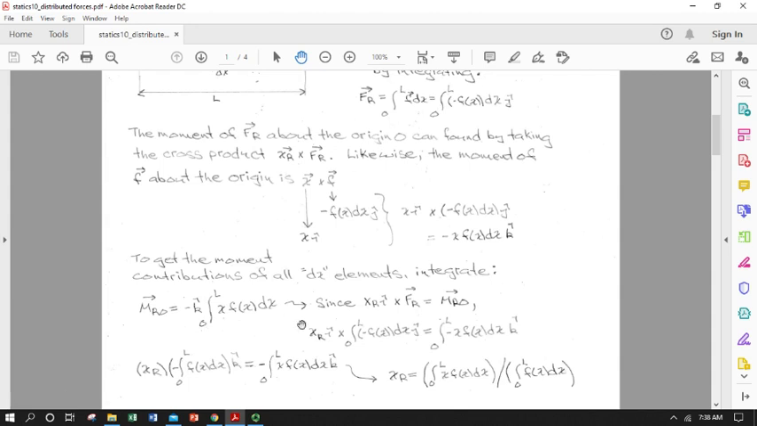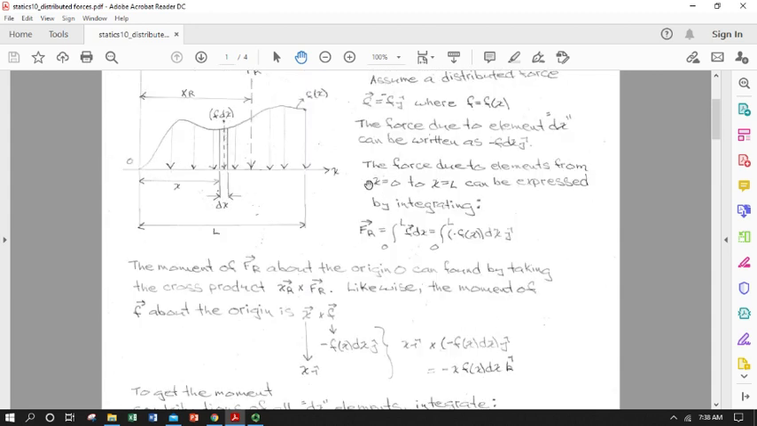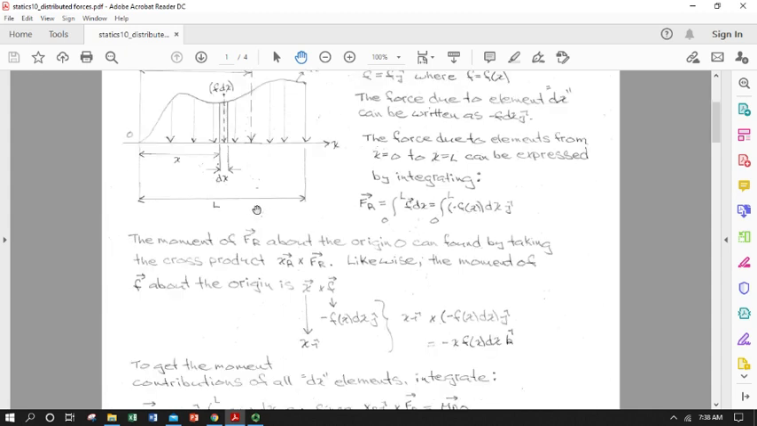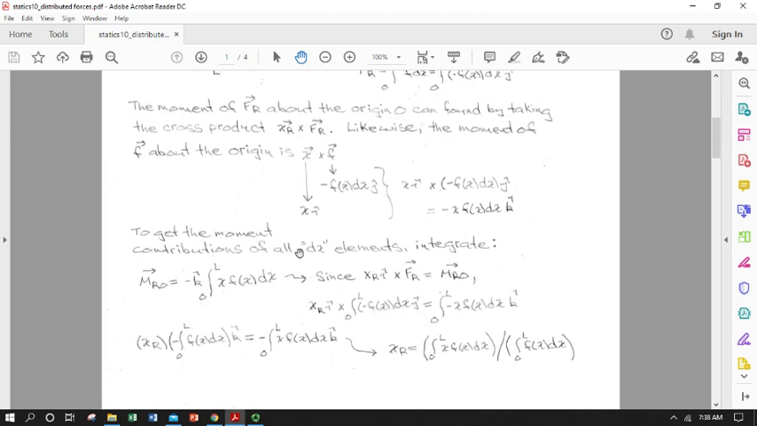And likewise, we can use this plus this, so we can use the summation of all the bits of moment and the summation of all the bits of force to actually get our x sub r, our position of our force resultant, because the sum of the moment equals the moment of the sum. So we're going to use that definition of moments to equate our integral expressions to what we would get here if we just had a single force resultant. So let's just walk through that.